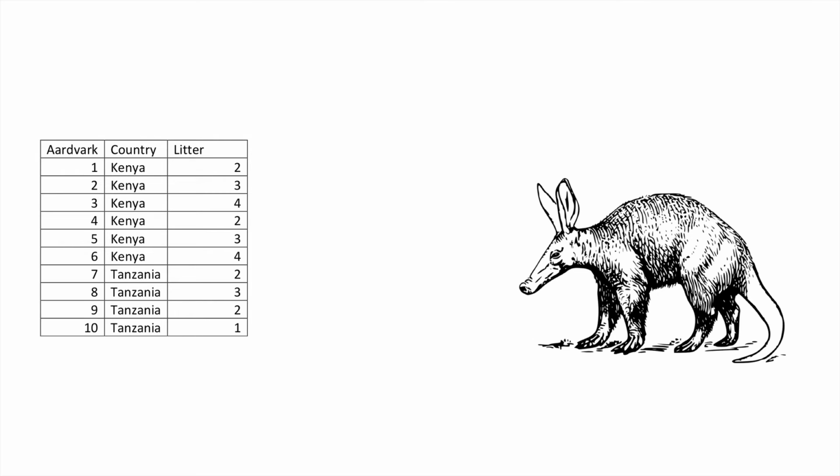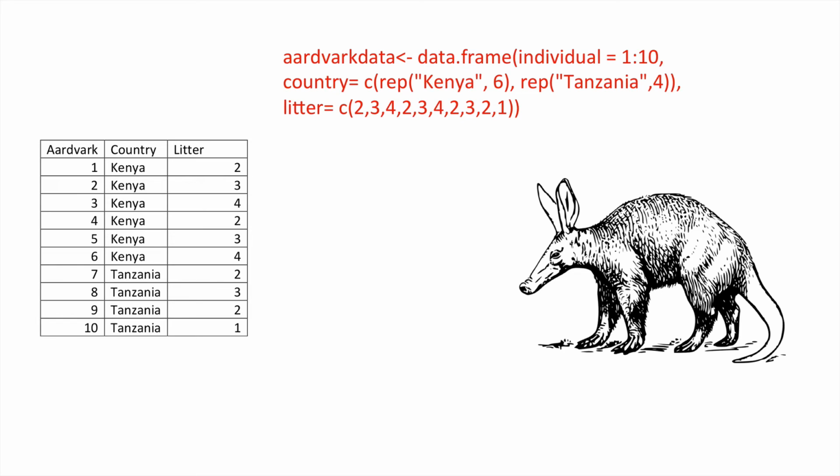Let's have another look at data frames now. Let's have a look at this made-up data with aardvarks deriving from different countries, and here are the litter sizes of our aardvarks. So we have 10 altogether, 6 of them from Kenya and 4 of them from Tanzania. Well, how would we make this data frame?